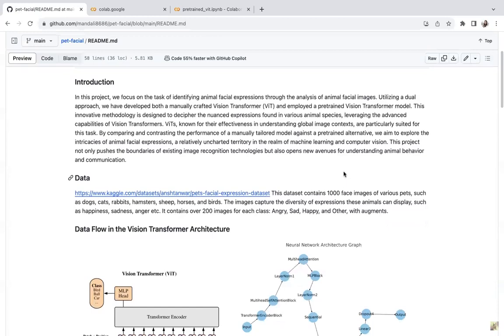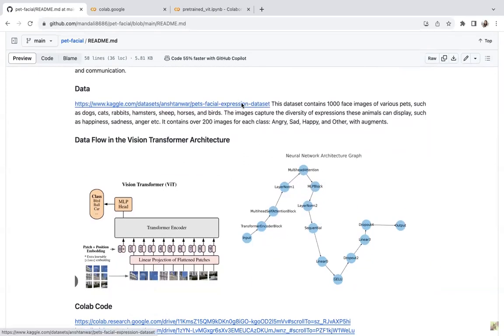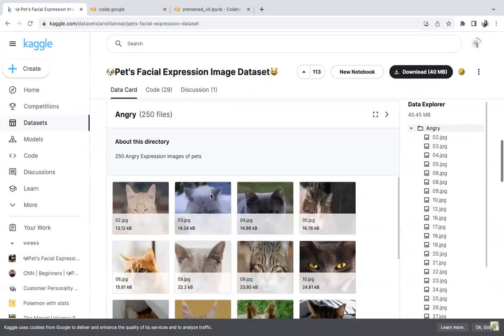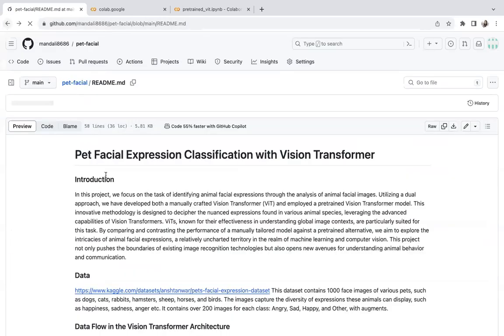To do the job, I used a manual vision transformer, and I also employed a pre-trained vision transformer from PyTorch. For the dataset, I used a Kaggle dataset that includes face images of various pets such as dogs, cats, rabbits, hamsters, and sheep, and for all these pets, they are categorized into different categories. They have angry images, happy images, sad images, and other images.